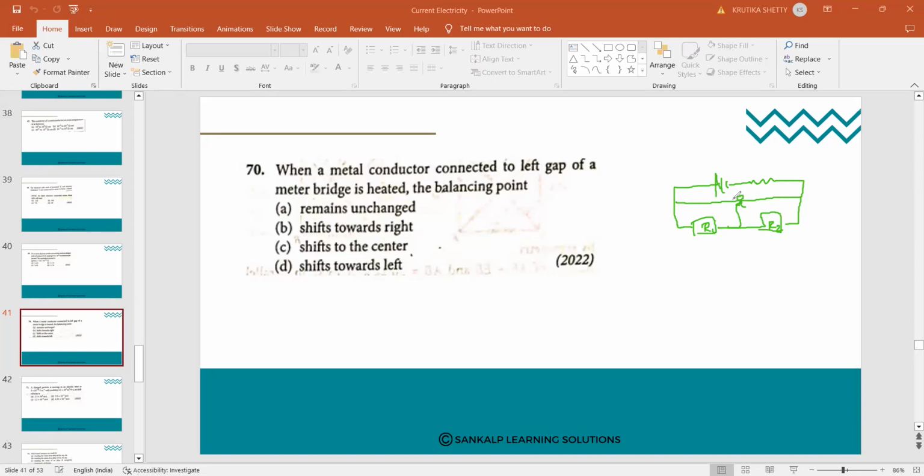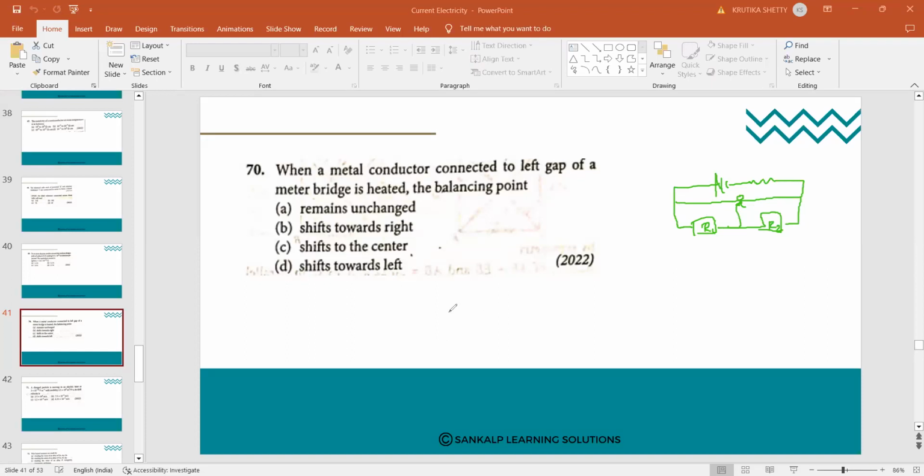The balancing length means the galvanometer is showing zero deflection. The galvanometer is showing the zero deflection. That is called as what? Balancing point. Okay. So in your question, when a metal conductor connected to the left gap of a meter bridge is heated, the balancing point.